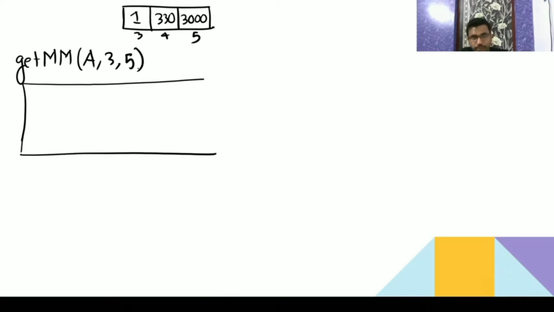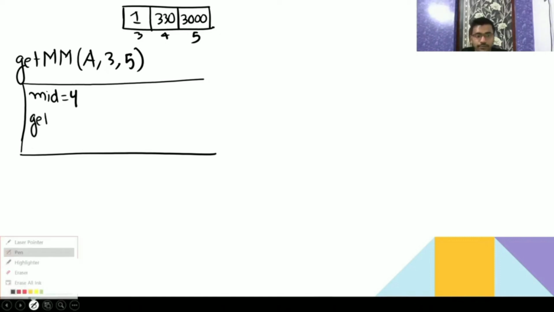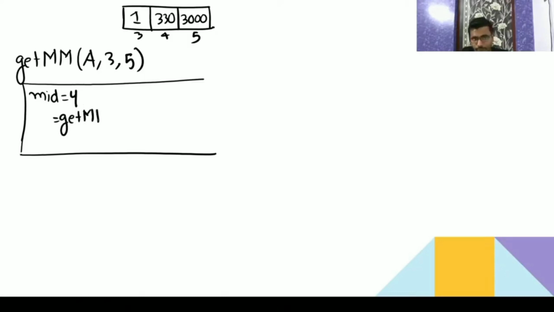So low is not equal to high, so it does not have one element. Low plus 1 is not equal to high: 3 plus 1 is 4, so it does not have two elements. Again I will compute the mid. 3 plus 5 is 8, 8 by 2 is 4. We are going to call get min max on the array with low and mid, that is low and 4. So here you have again divided into two halves.